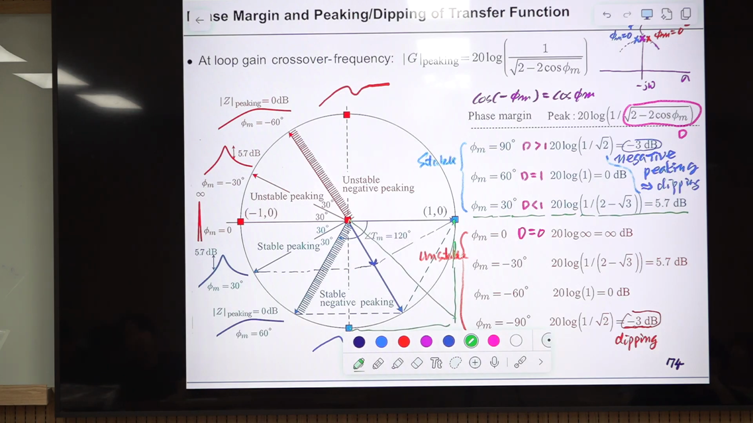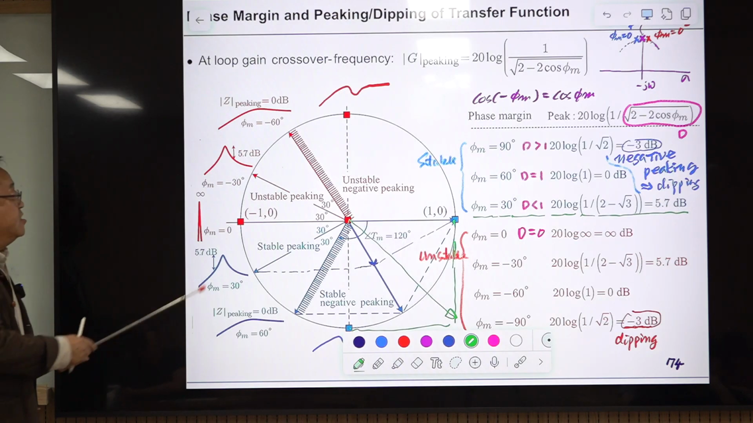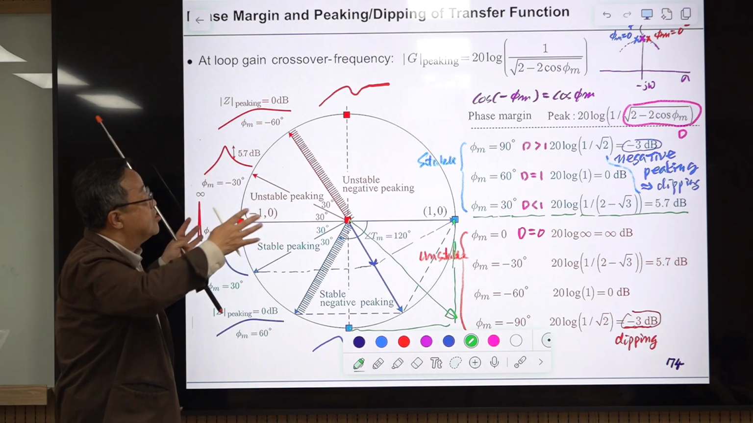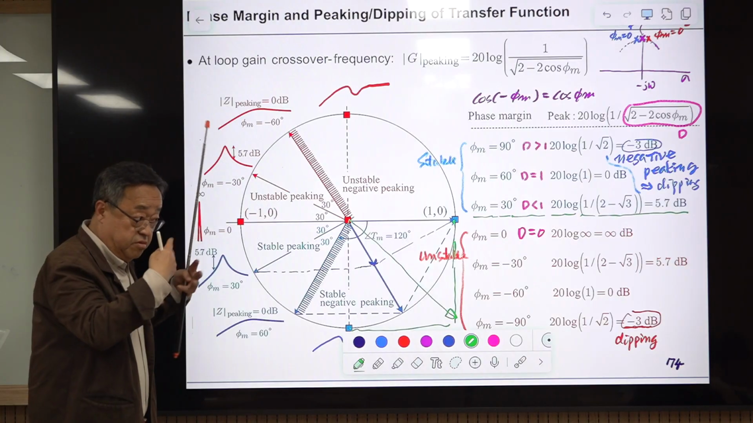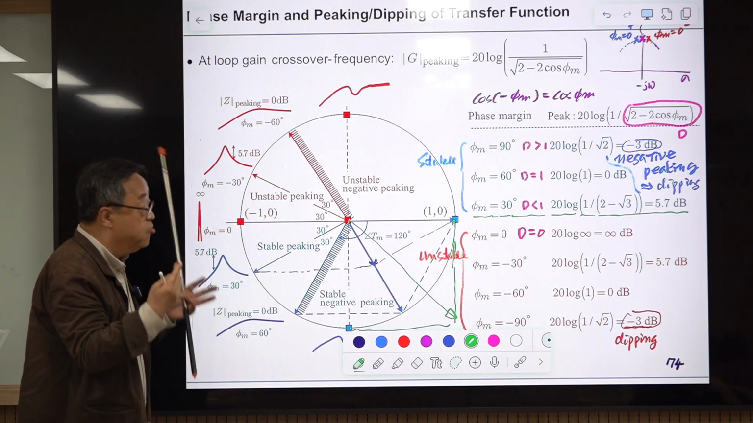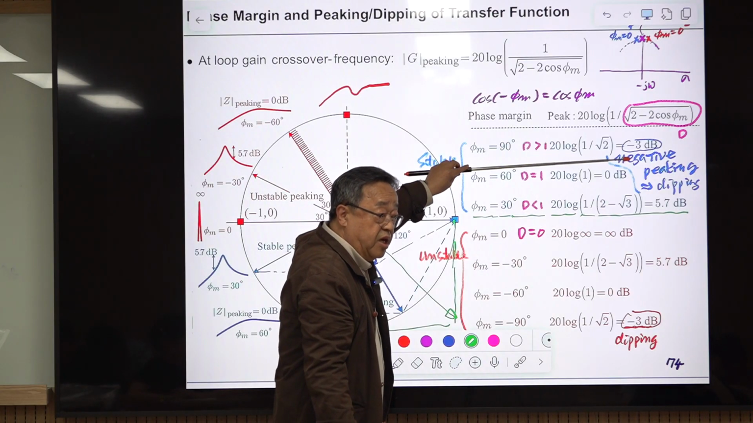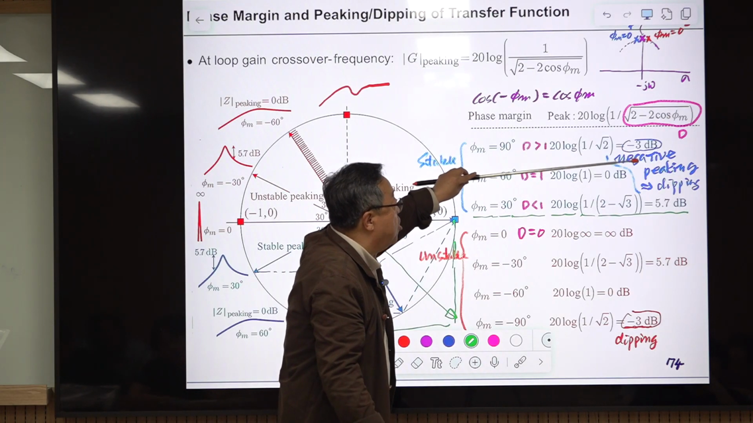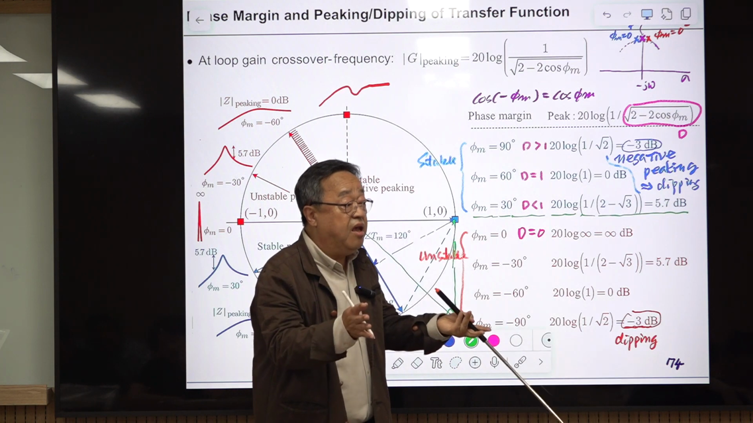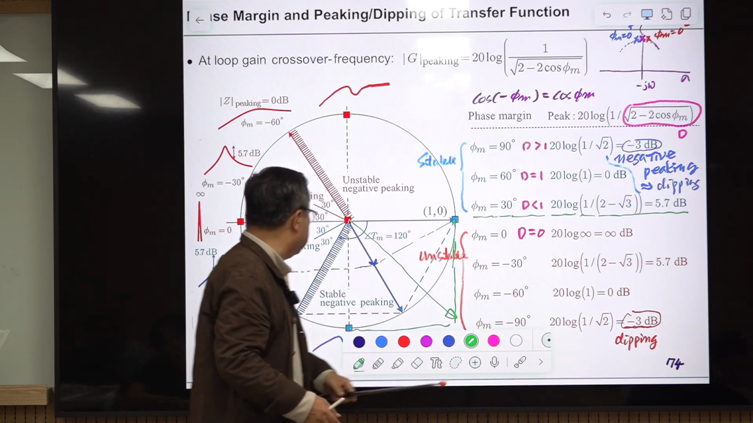The resulting vector is this, okay? This is larger than unity. Then this one divided by something larger than unity becomes smaller than unity, so you have this minus 3 dB peaking, okay? So negative peaking means dipping. Actually, there is a dipping, okay?